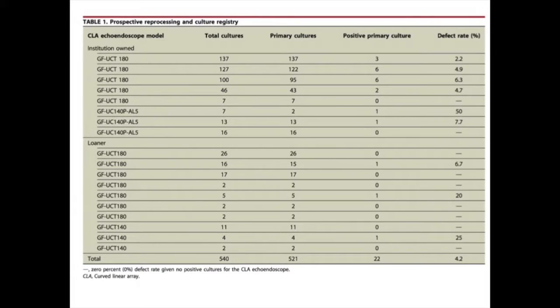During the study period, 540 total cultures were obtained, of which 521, or 96.5%, were considered primary cultures obtained from 18 total CLA echoendoscopes. In total, there were 22 cases of positive primary cultures with at least 1 gram-negative bacteria, consistent with a daily culture protocol defect rate of 4.2%.